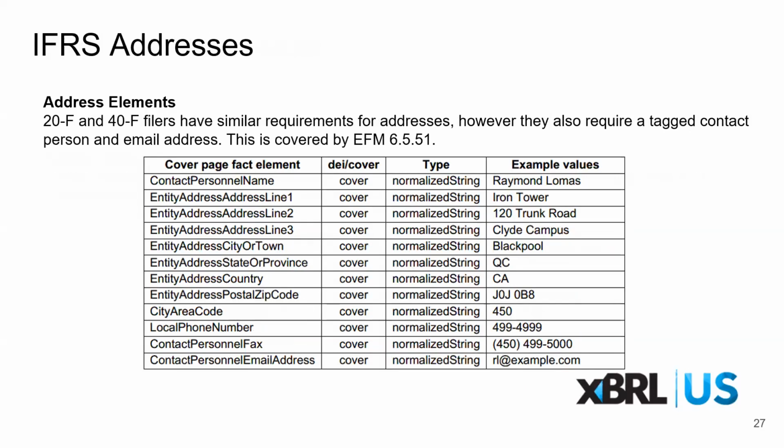IFRS addresses are going to use a very similar set of elements, which is also in that chapter 6 of the EDGAR Filer Manual. The primary difference between the IFRS addresses and the US GAAP addresses is that for IFRS, you have to have a contact person's fax and email address. So if you're filing a 20-F or 40-F, just keep that in mind. You have to have a contact person, their fax number, and their email address tagged on the cover page.